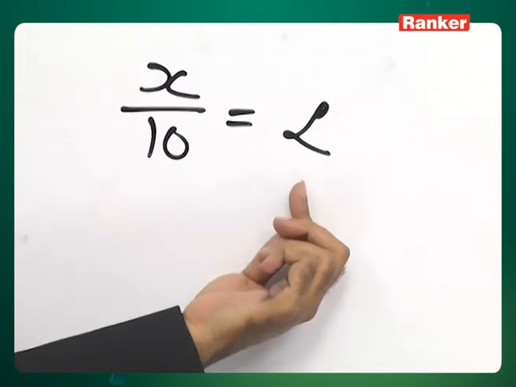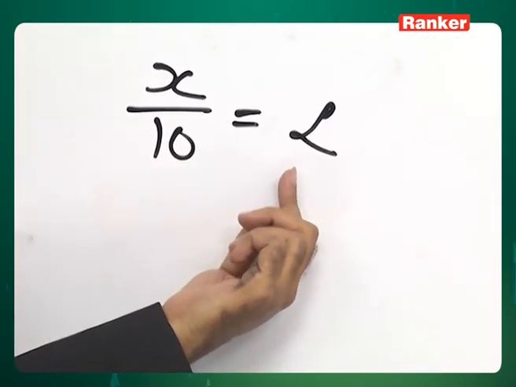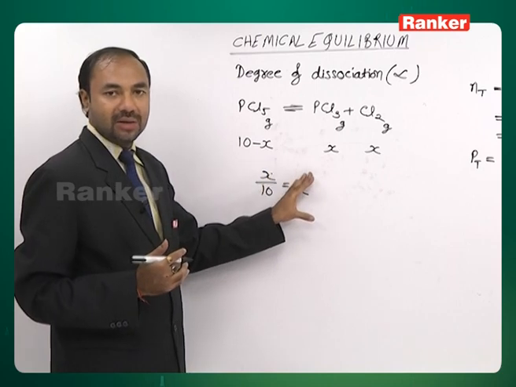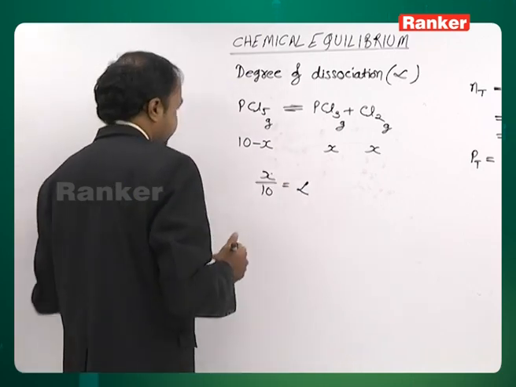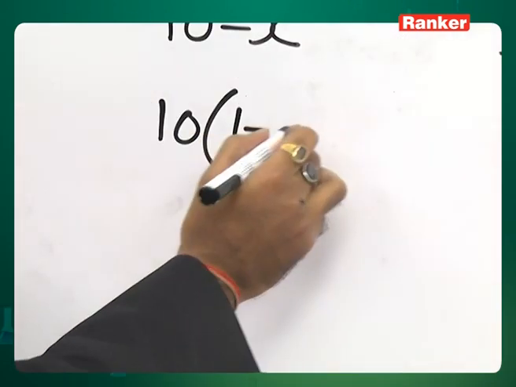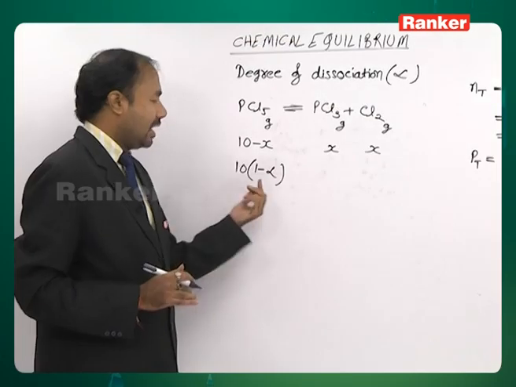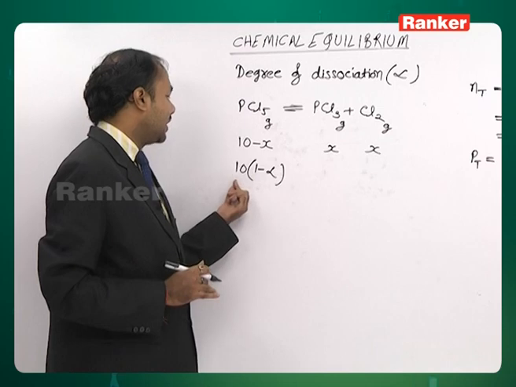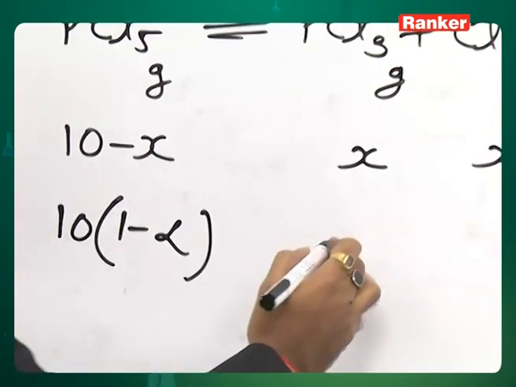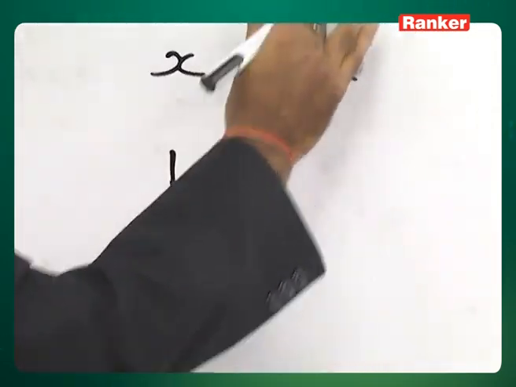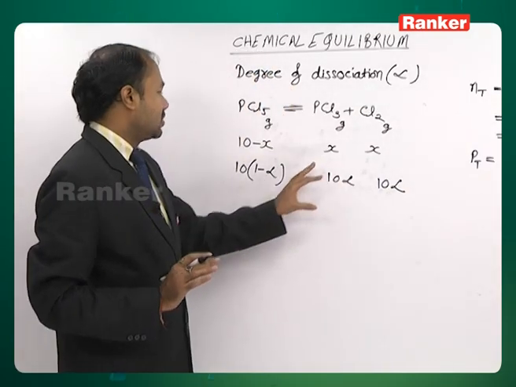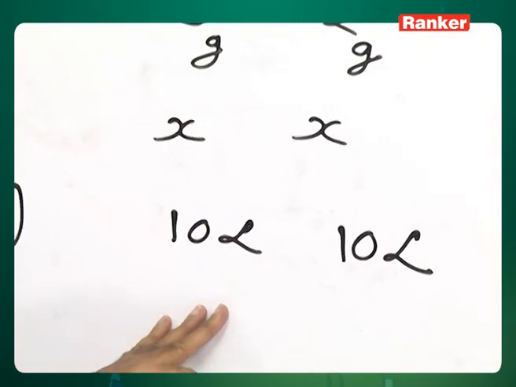Right. This X by 10 is nothing but alpha. The number of moles dissociating out of 1 mole is known as alpha, the degree of dissociation. If we want to solve this problem in terms of alpha, then it is written in this manner. We get 10 into 1 minus alpha. Total 10 moles we have got. Out of 1 mole, alpha moles are dissociating, so out of 10 moles, 10 alpha moles will dissociate. So the moles of PCl3 produced will be 10 alpha, and the moles of Cl2 produced also will be 10 alpha. The exact solution of the problem remains exactly the same. There is no difference at all.